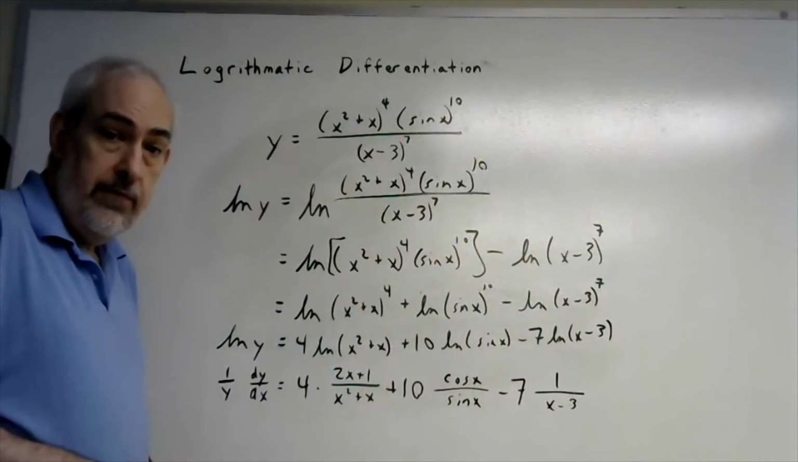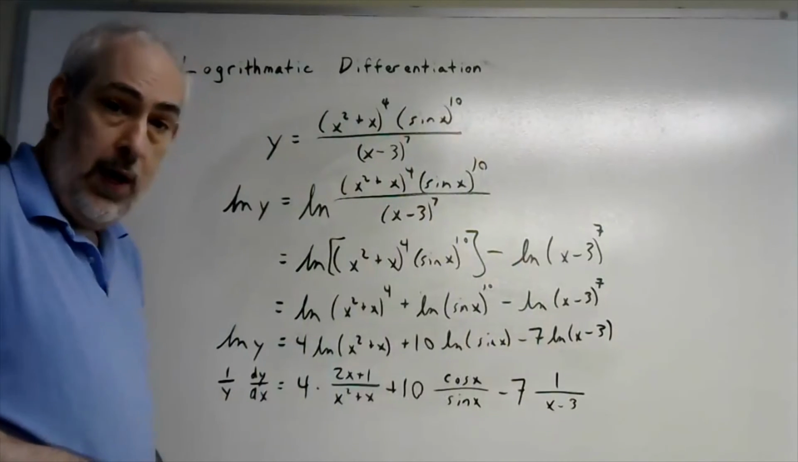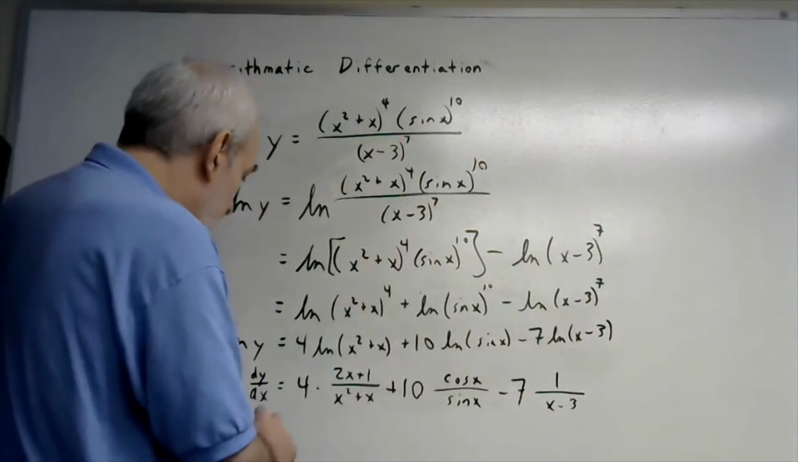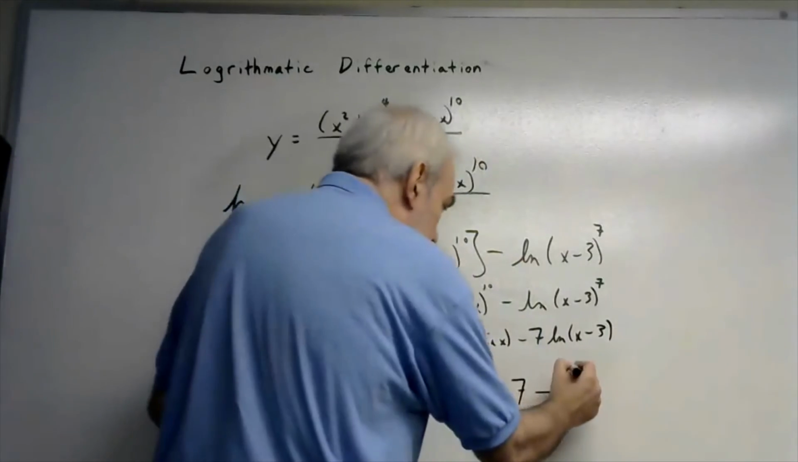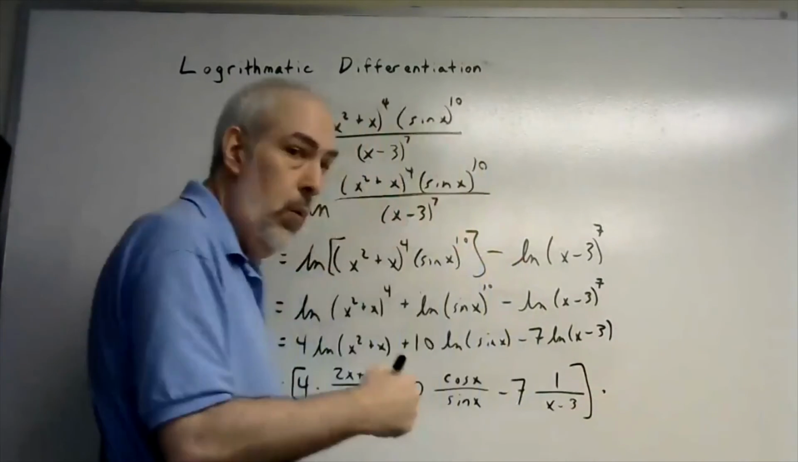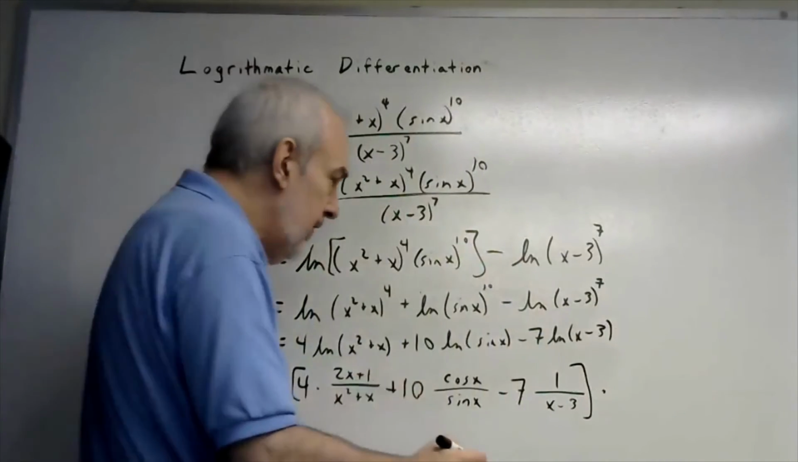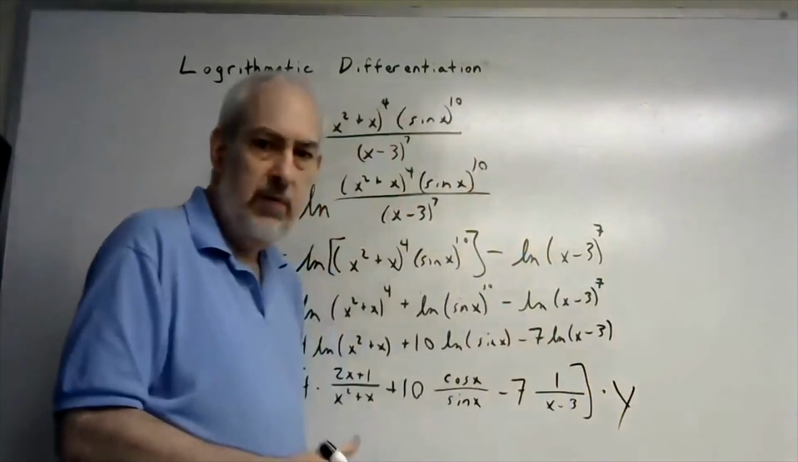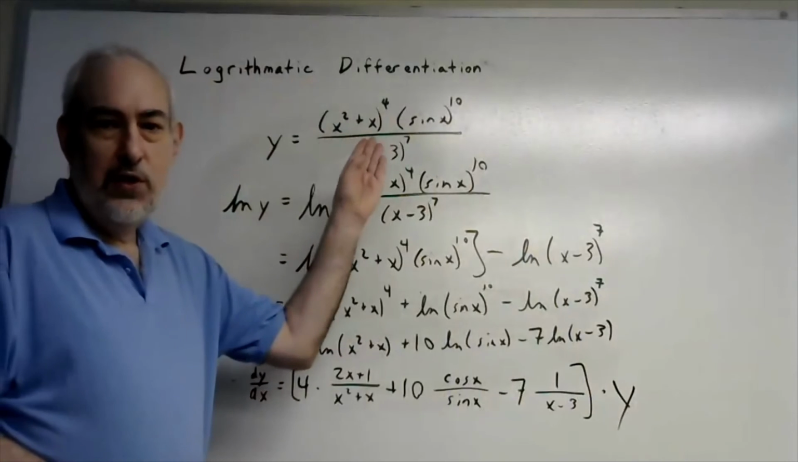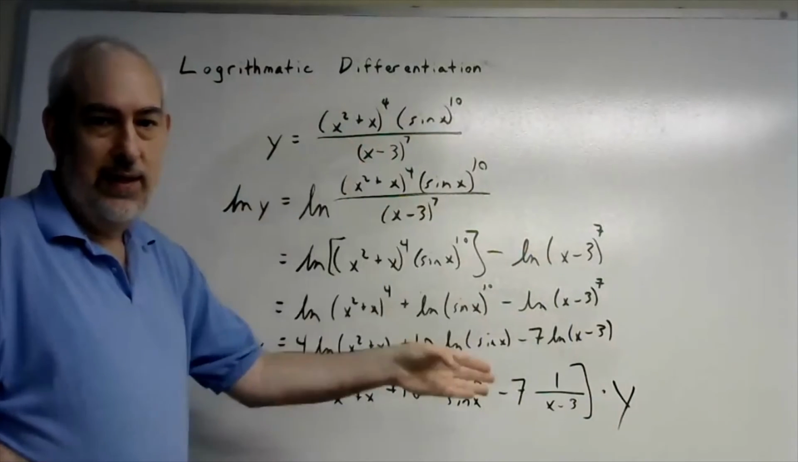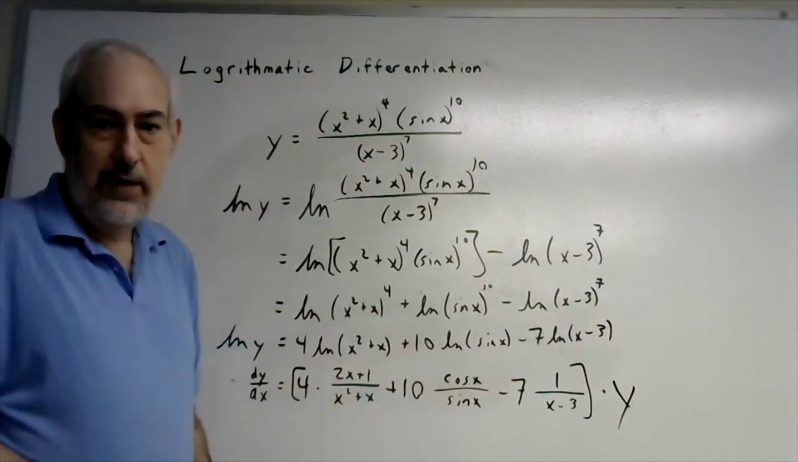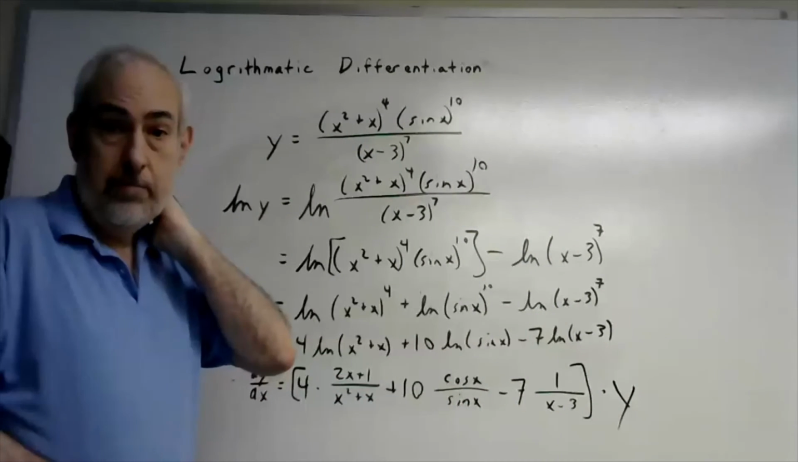And then, to get our final answer, we would just multiply by y on both sides. Therefore, our answer is going to be all of this in parentheses times y, which this time I'm just going to keep as a y, but really we could just write this function all over again in place of the y and then our final answer would be in terms of x.